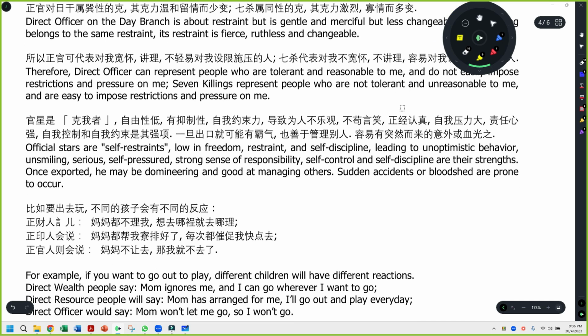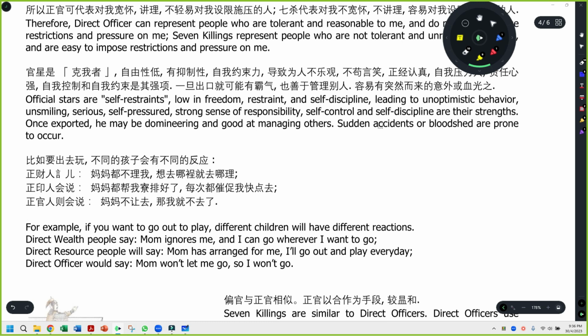Now, for many of us who know, 7 killing does represent accidents. It does represent injuries. Therefore, these are some of the risks that happen when 7 killing becomes predominant in a person's chart itself. Therefore, we will look at it from the person being weak and prone to some of the illnesses.